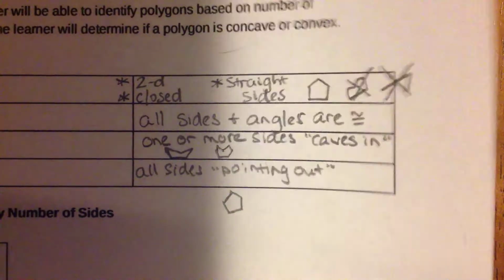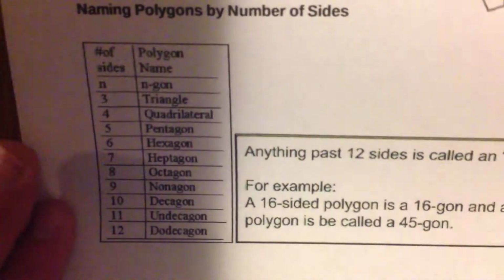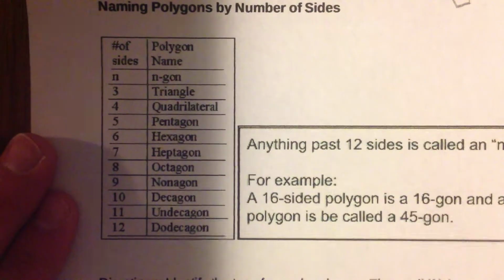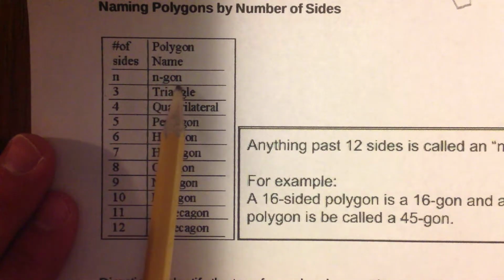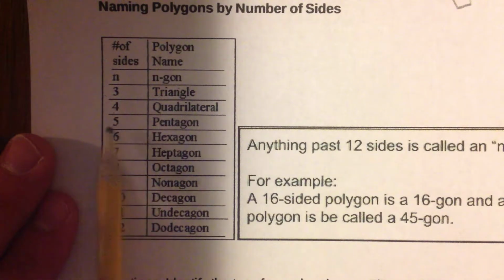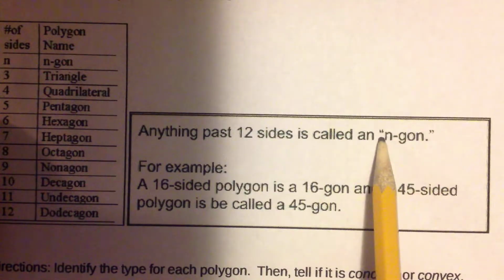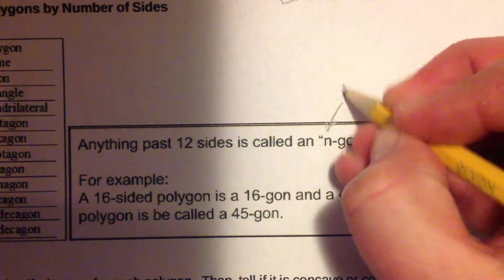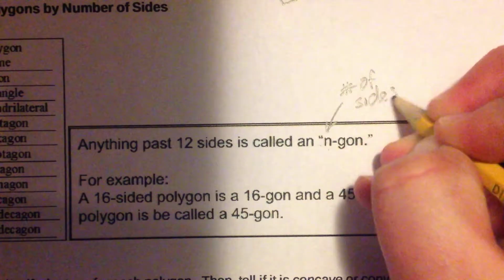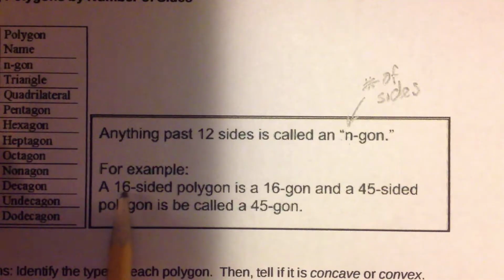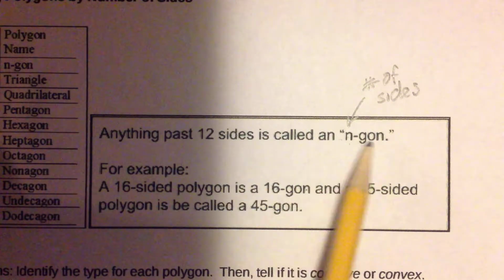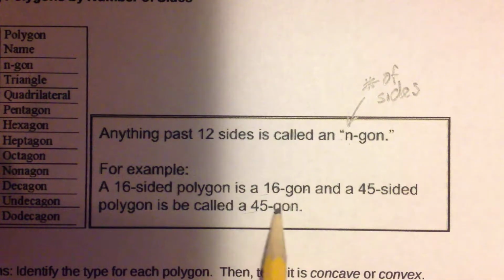The next thing we have to talk about when we talk about polygons is how to name them. So this handy-dandy chart right here tells you how to name polygons. We always name them by the number of sides. So we know 3 is a triangle, a shape with 4 sides is a quadrilateral, 5 is a pentagon, and so on and so forth. Once we get past 12, we usually use the term n for the number of sides. So anything past 12 is usually called an n-gon, and the n stands for number of sides. For example, if you have a 16-sided polygon, we call that a 16-gon, and a 45-sided polygon would be a 45-gon. Just use the number of sides that it has.